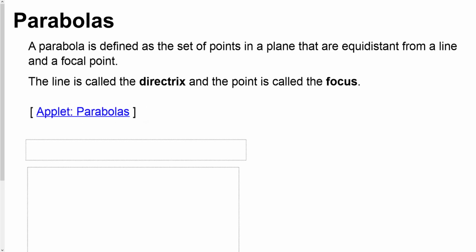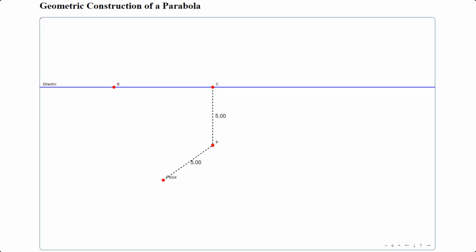And just like with the circles, let's take a look at an applet to help us understand how this definition works and where the shape of the parabola comes from. So here I have a point that is a focus, and I have my directrix. So there's the point and the line. What this definition says is the parabola is all the points P, so here's my point P, that are equidistant from the focus and the directrix.